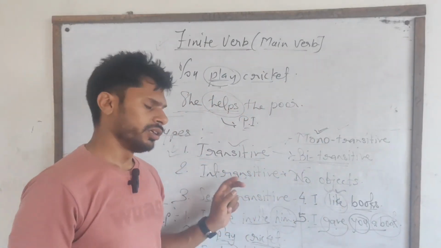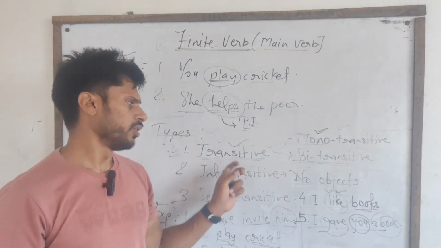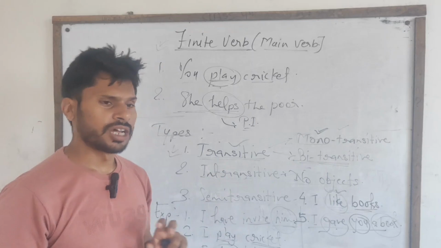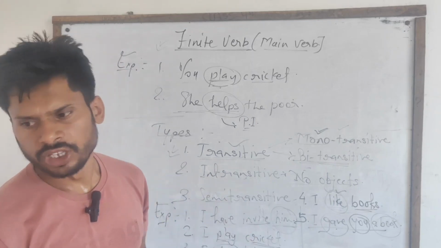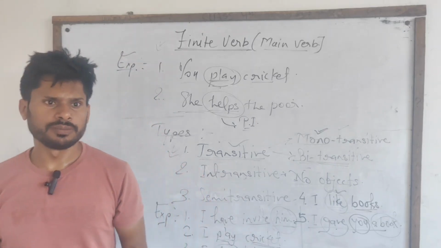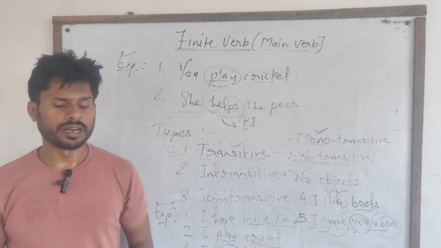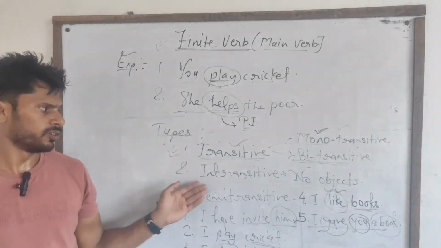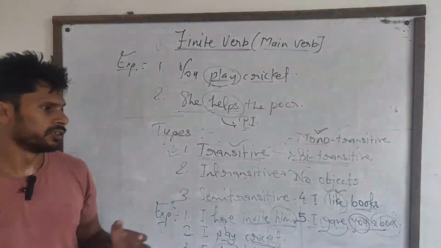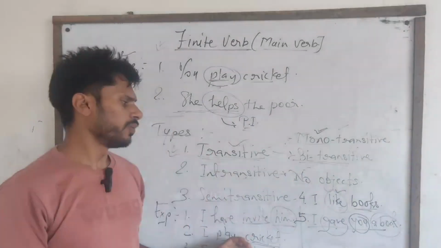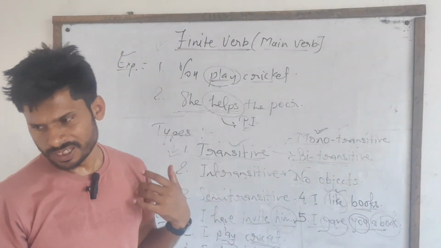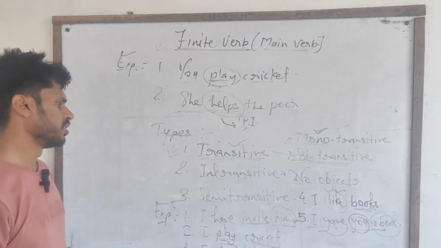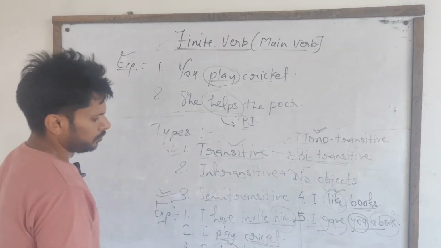Make sure you use the verb in a sentence, after that you can define whether it is transitive or intransitive. Without using a verb, you cannot point out whether it is transitive or intransitive. Seeing a verb alone, you can never define it. So first of all, use the verb in a sentence. After that, you can tell its actual type. Let's see the third example.